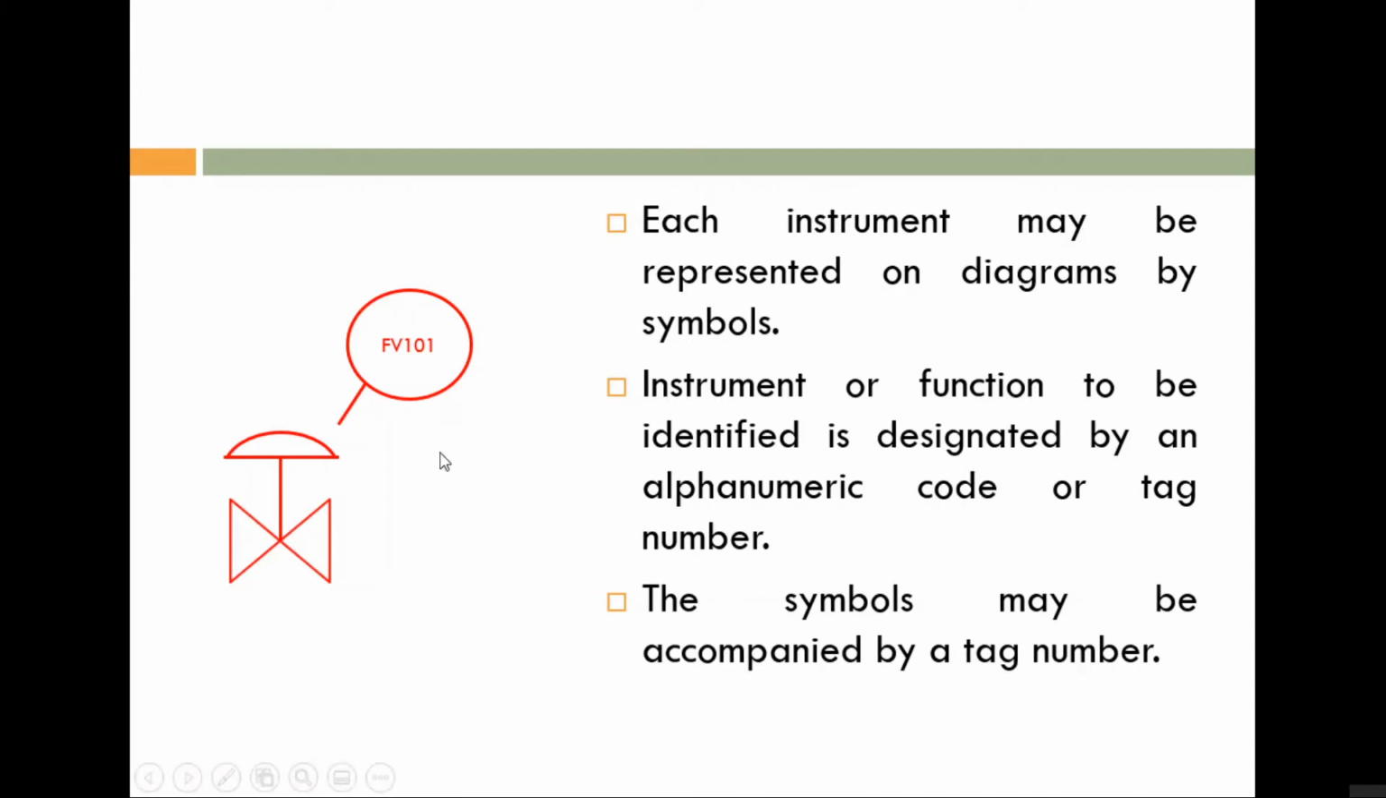Now this tag number is also carrying some information, so we can discuss that. Please note, each instrument may be represented on a diagram by a symbol. So this instrument is represented by using that symbol. Similarly we have a tag number. From the tag number we can identify the function or type of operation of this instrument. So first we are going to discuss the tag number.